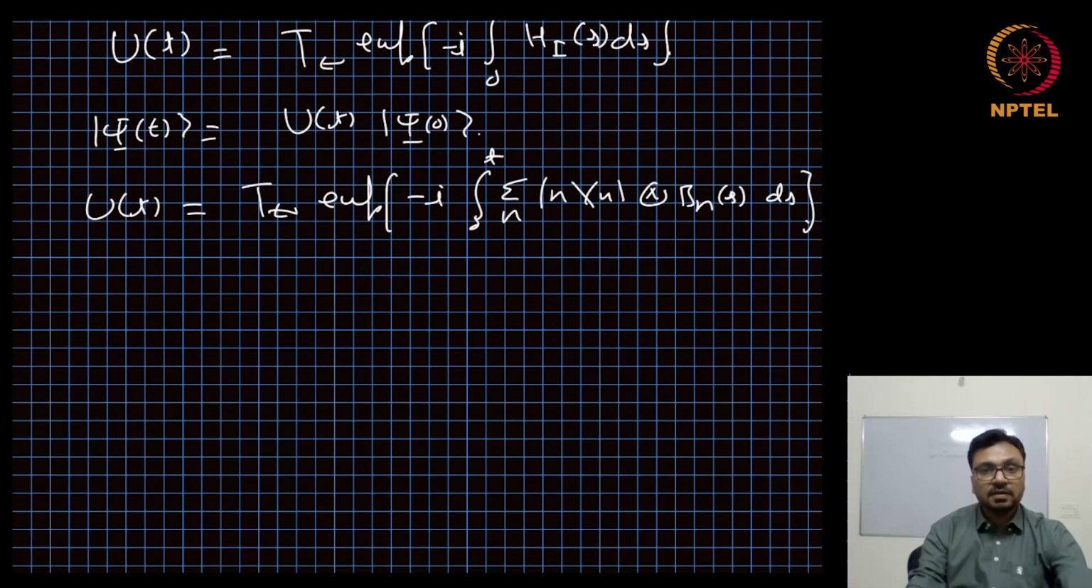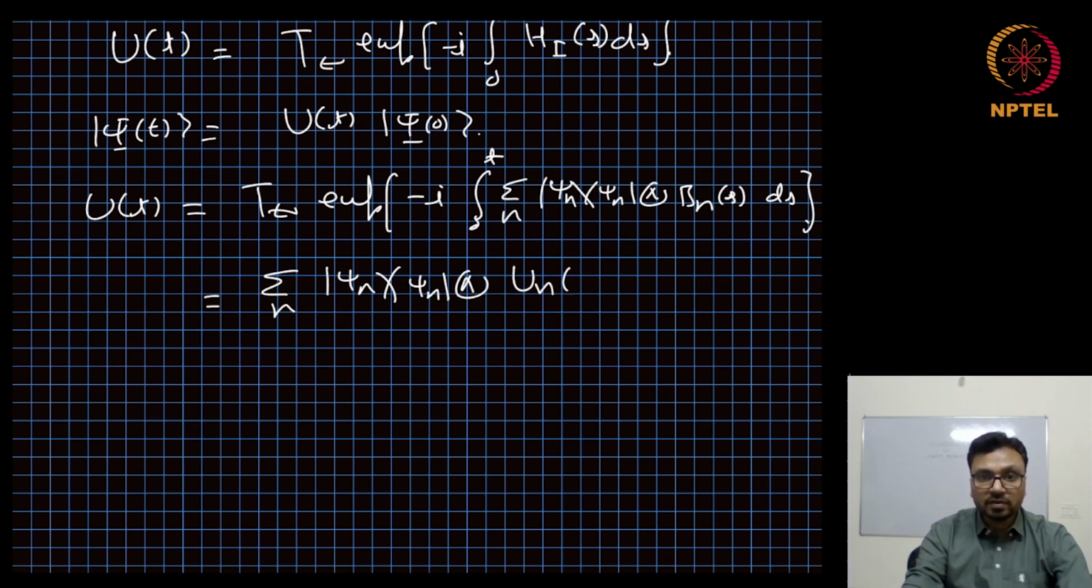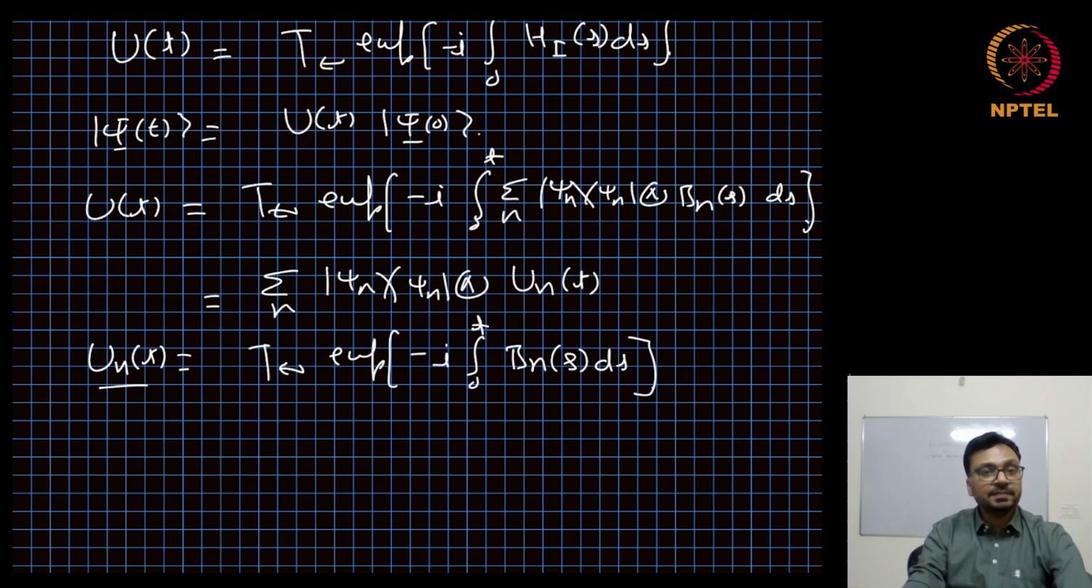And a little bit of algebra will convince you that this can be written as a sum over n. I'm just writing it as shorthand; it's actually the eigenstate of the system Hamiltonian, ψn. So here it will be ψn tensor Un(t), where Un(t) is the time-ordered exponential of minus i integral from 0 to t of Bn(s) ds. So Un depends on Bn. There is no summation, nothing else.